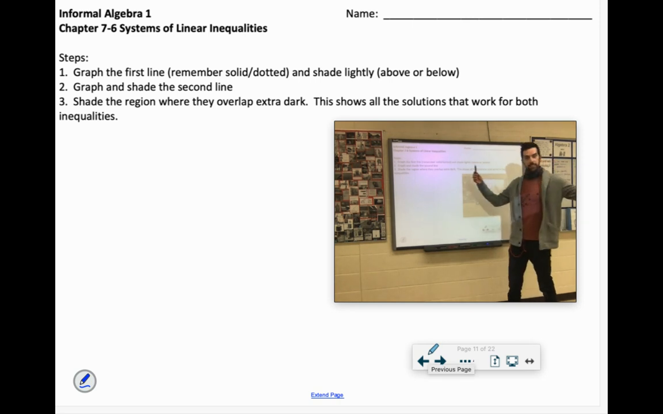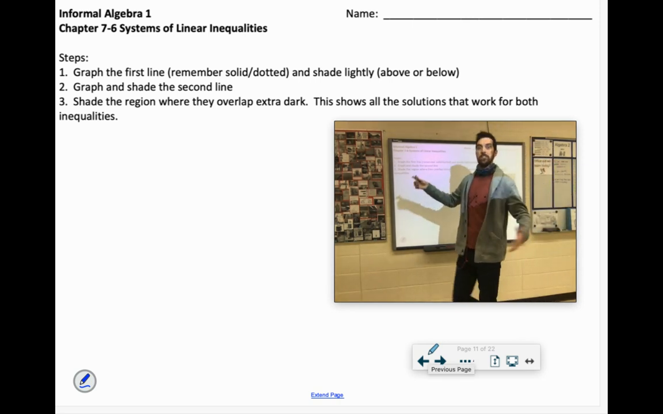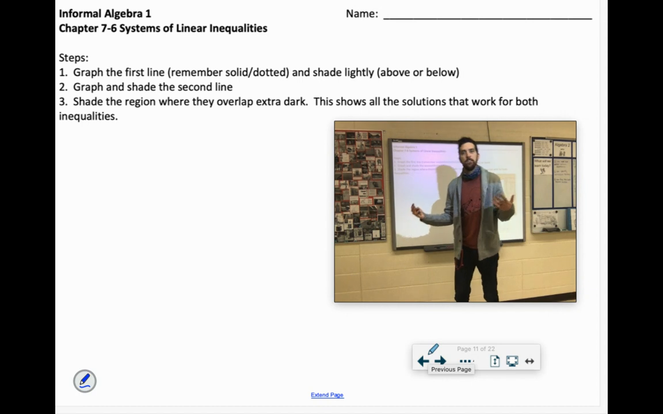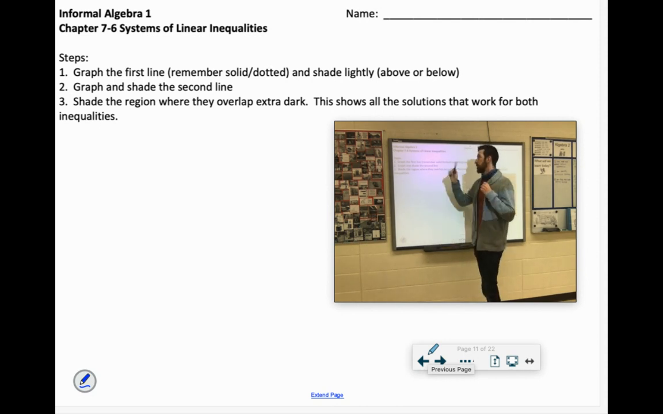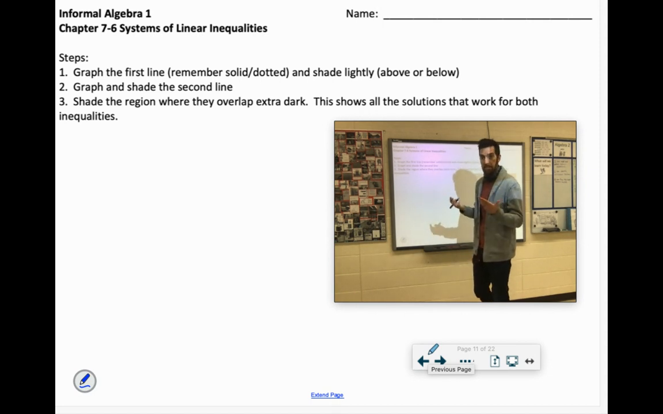Chapter 7-6, systems of linear inequalities. It's just a combination. It's basically like you have two problems from chapter 7-5 on the same graph, and you're seeing where they overlap each other. So the steps are: graph your first line, remember the solid or dashed line, remember to shade above or below. Graph and shade the second line, same thing, and then you're going to shade really dark where they overlap each other.